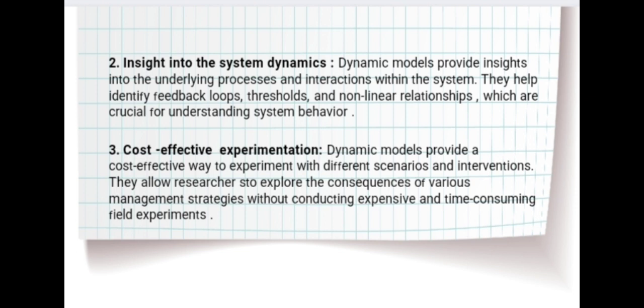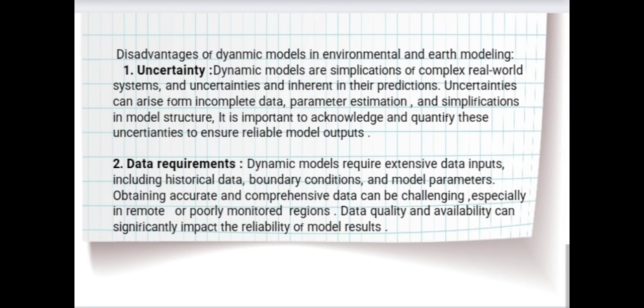So first is the uncertainty. So dynamic models are simplifications of complex real-world systems. Therefore, uncertainties are inherent in their predictions. Uncertainties can arise from incomplete data, parameter estimation, and simplifications in model structures. It is important to acknowledge and quantify these uncertainties to ensure reliable model outputs.